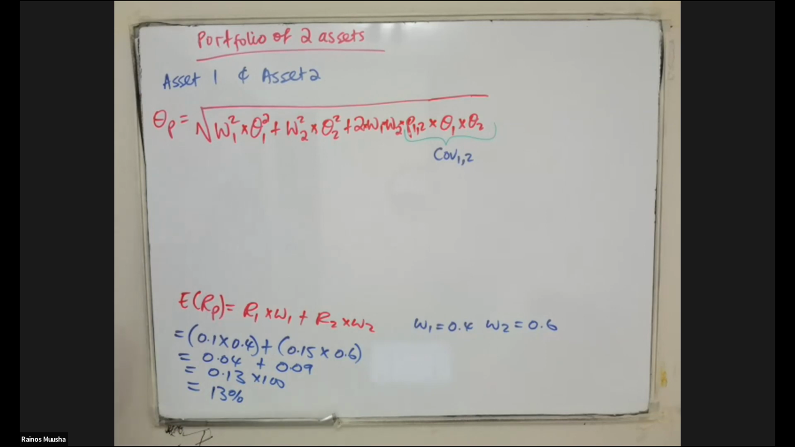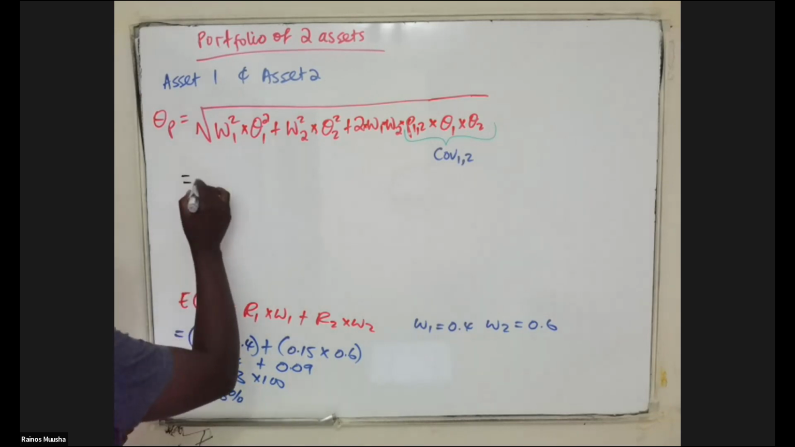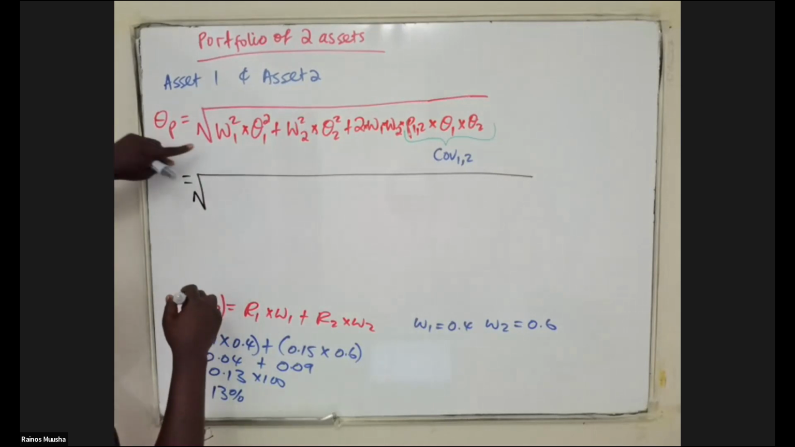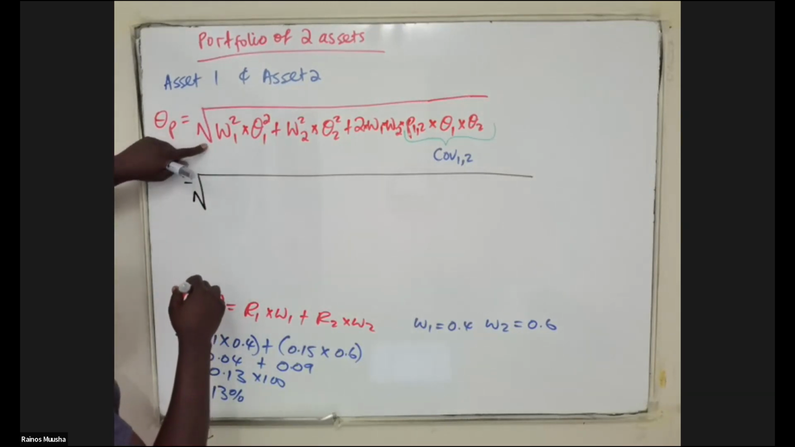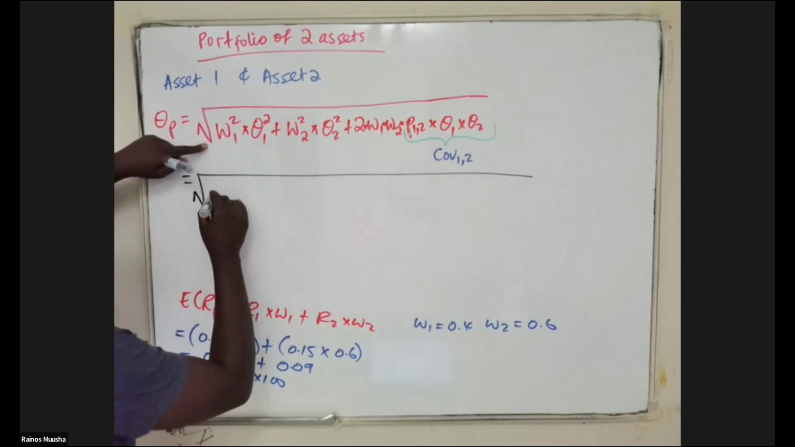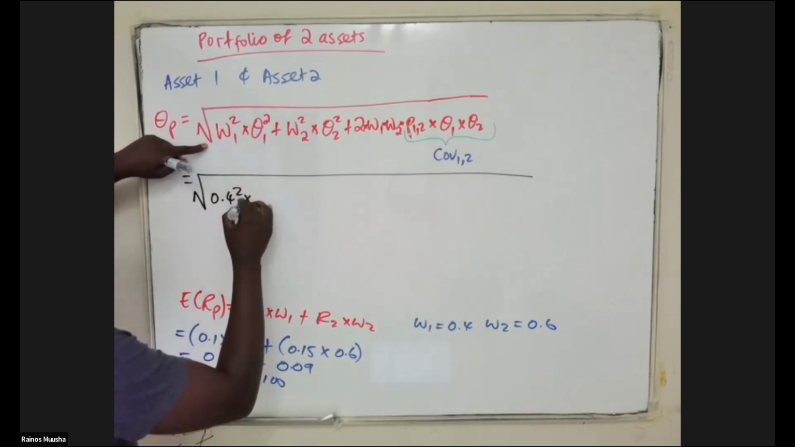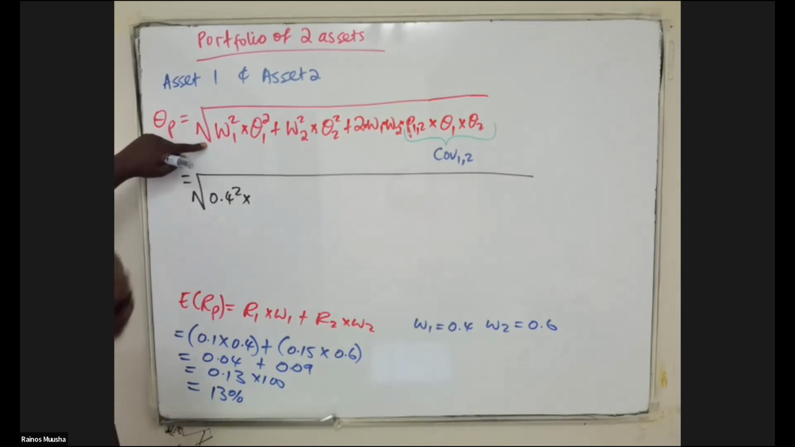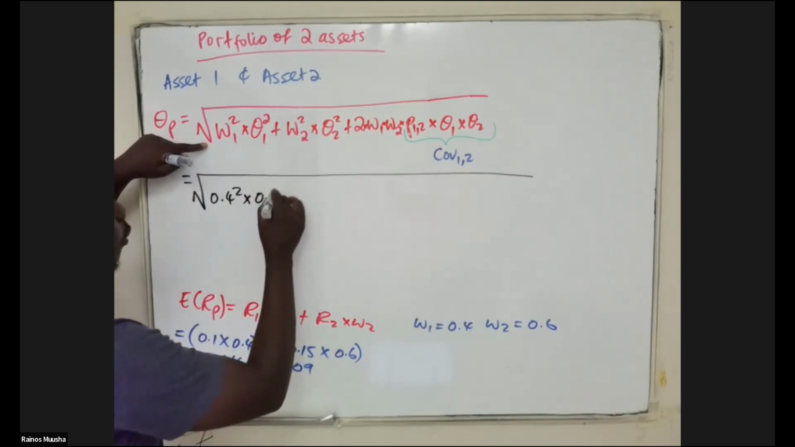Now, you can also be asked to find the standard deviation of these two asset portfolio. To calculate the standard deviation of this two asset portfolio, we're going to say it is going to be the weight of asset 1, which is 0.4, so it's 0.4 squared, times the standard deviation of asset 1. If you check the information that we're given, asset 1 had a standard deviation of 16%, so as a decimal it is 0.16 squared.